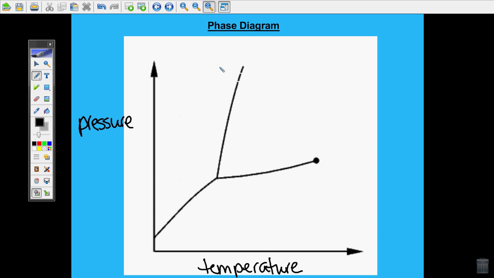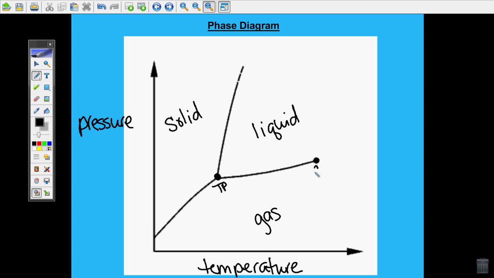And if the compound is found in this region, it's a solid. If it's found in this region, it's a liquid. And if it's found in this region, it's a gas. This right here where the three lines intersect is called a triple point. At that particular pressure and temperature, you will see all three phases coexist.